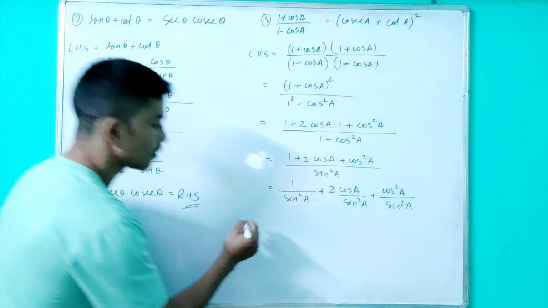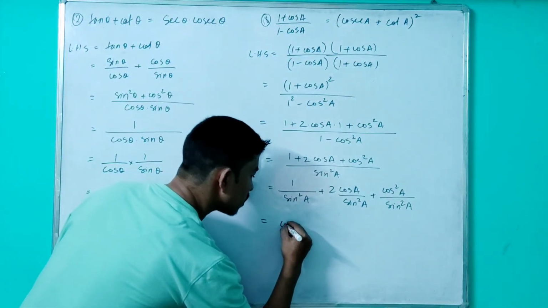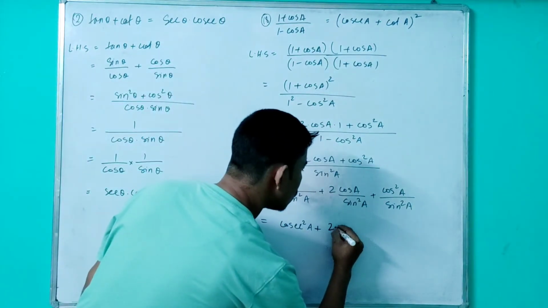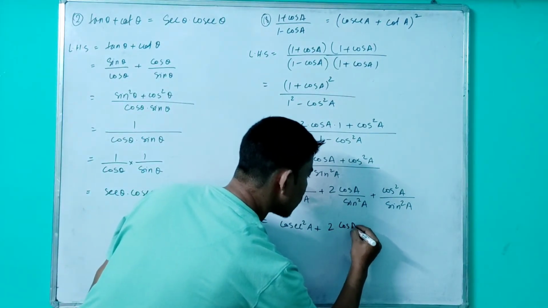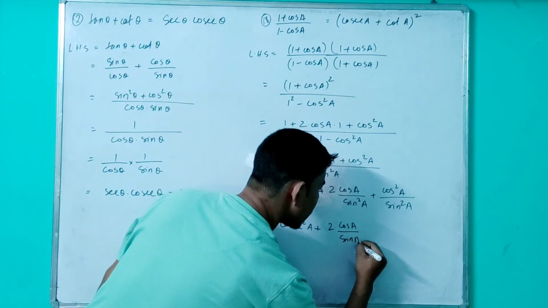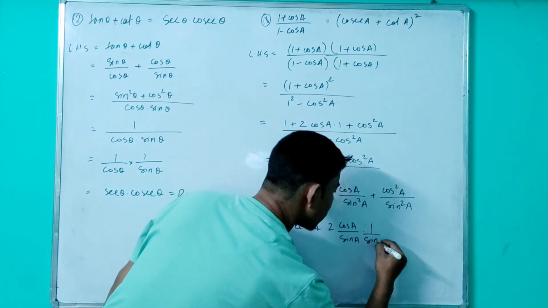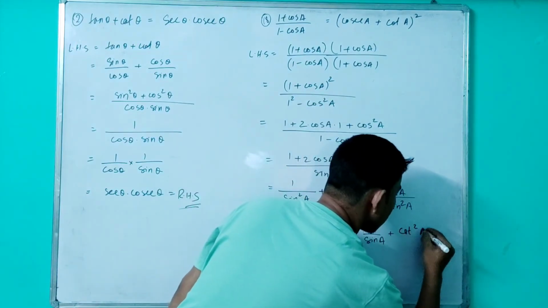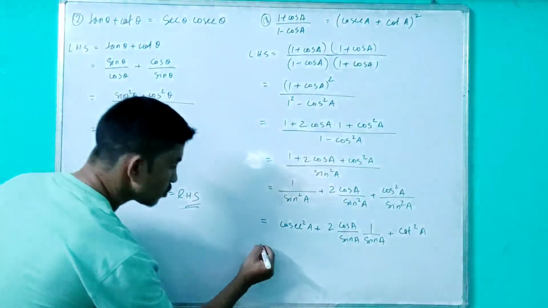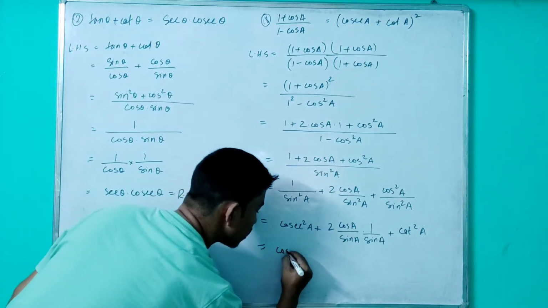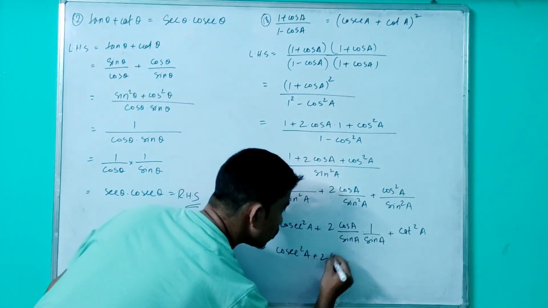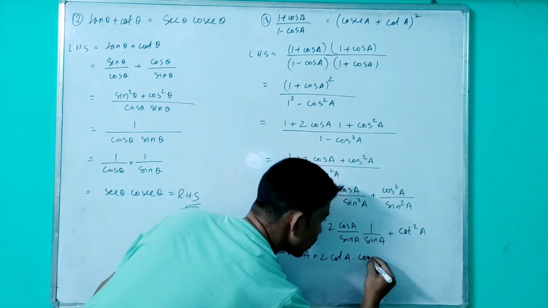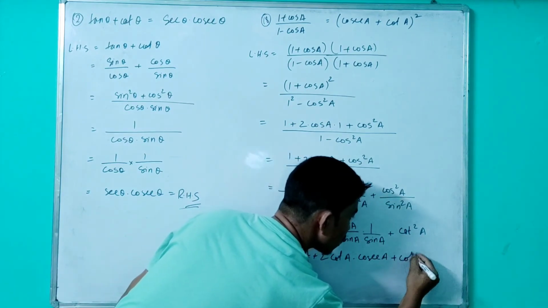Okay, so is that clear? Now 1 by sin square a is cosec square a. Plus 2, now I will write this as cos a divided by sin a into 1 by sin a, plus, now cos by sin squared is cot square a. So now again I will write this as cosec square a plus 2 times cos a by sin a, which is cot a, times 1 by sin A, which is cosec A, plus cot square A.